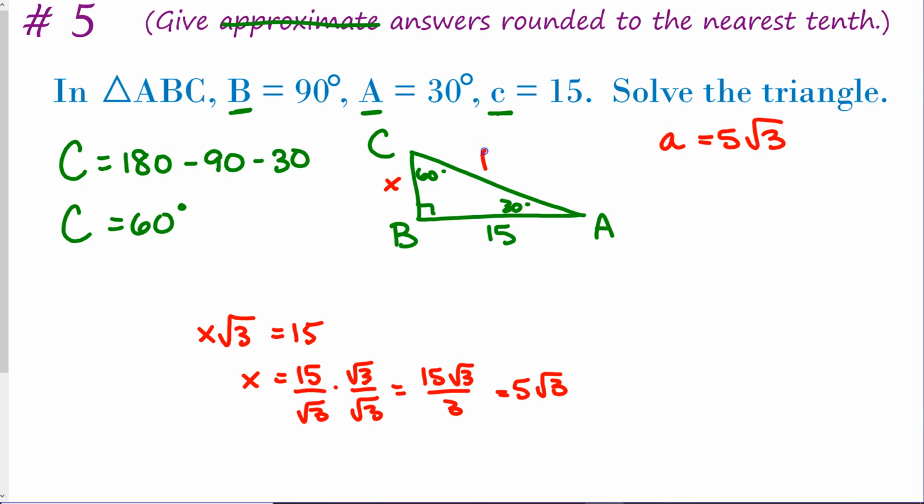And then the other side, B, is twice the short leg. So B is 2 times A. So B is 10 square root 3. So don't forget about those special cases and use your shortcuts on the special cases.